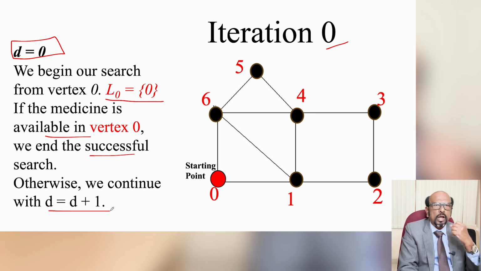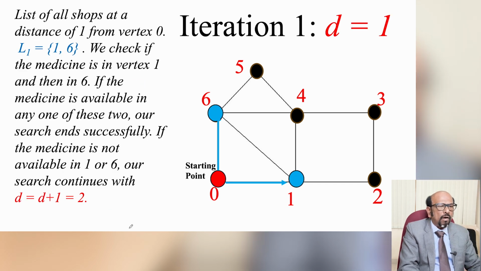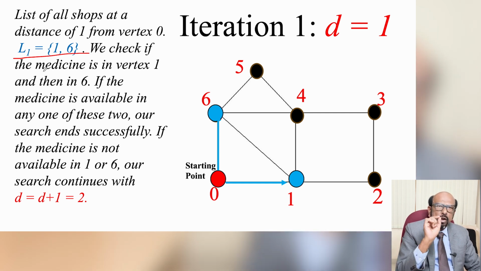So we are going to look at distance 1. What are all the shops at a distance 1? We call it L1. L1 is the set of nodes at a distance 1 from the initial state. So look at it: 1 is at a distance 1, 6 is at a distance 1. So 1 and 6 are the vertices.